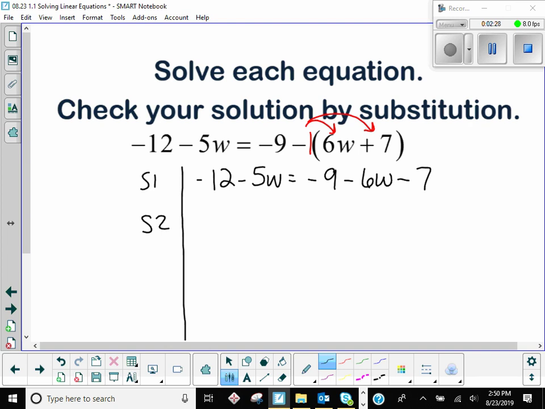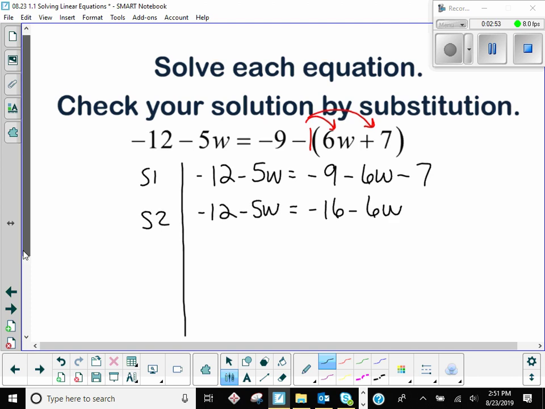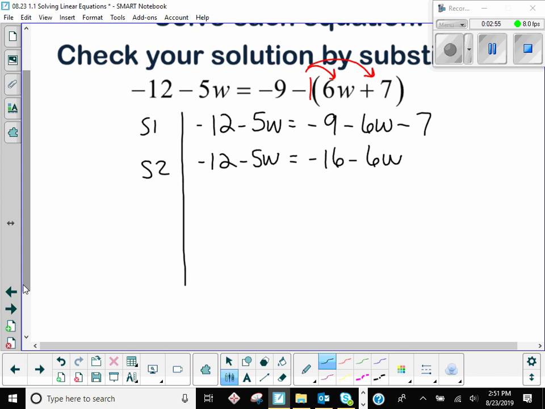It says to combine like terms on both sides, right? The left side, there's nothing to combine there. I have a term with a w and a term without. So those are not like terms. But what can I combine on the right-hand side? Over here. The 9 and the 7. They're both negative. So that makes a -16 minus 6w on the right and -12 minus 5w on the left. And now read step 3.